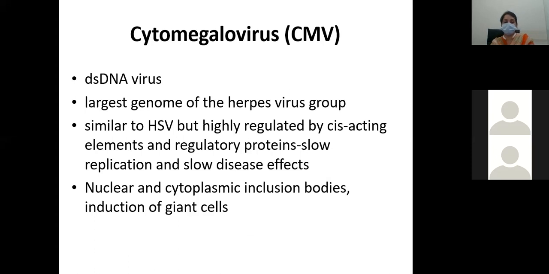Okay, then next is cytomegalovirus. Cytomegalovirus is a double-stranded DNA virus with the largest genome of the herpes virus group. It is similar to herpes simplex virus, but highly regulated by cis-acting elements and regulatory proteins, with slow replication and slow disease effects. It has nuclear and cytoplasmic inclusion bodies and induction of giant cells.